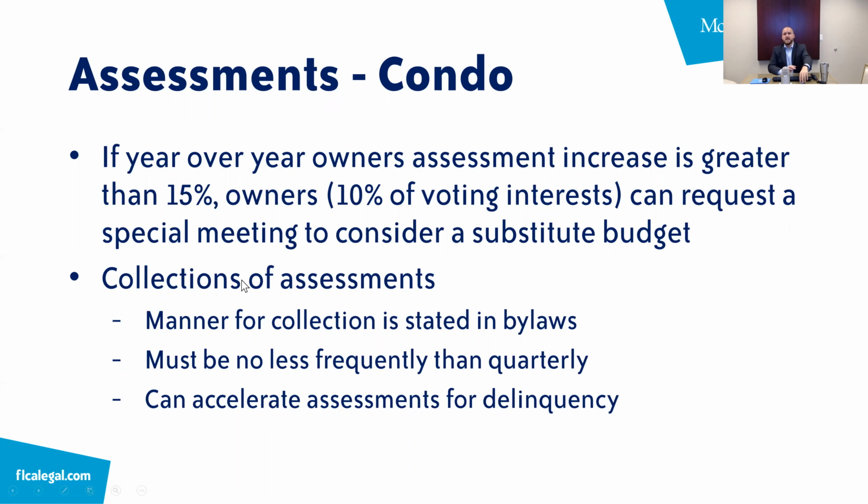The other thing is collection of assessments. The manner of collection is stated in the bylaws or in your declaration. It must be no less frequent than quarterly for condos. For HOAs, you actually have the ability to have an annual assessment, for example. And in certain instances for condos, you can accelerate assessments for delinquency. That means if somebody is a habitual delinquent owner and you get into February or March, if your documents provide for it and you provide the appropriate notice, you can tell them that you're accelerating the assessments due for the remainder of the year and calling those due. If they don't pay them, they can go through collections and bear interest and everything. So take a look at that from a collection standpoint.